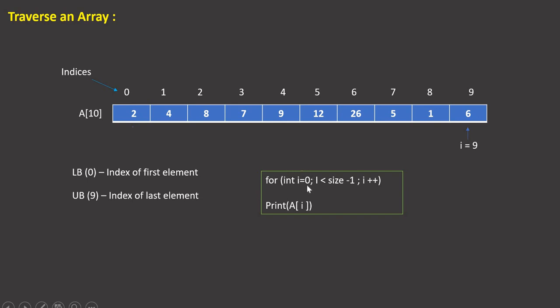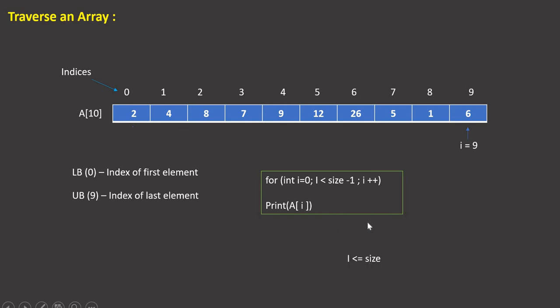First we initialize the value to the lower bound, which is 0. So this is the part in the for loop which lets you initialize the value. Second is used for the condition. Here I wrote the condition I less than size minus 1.